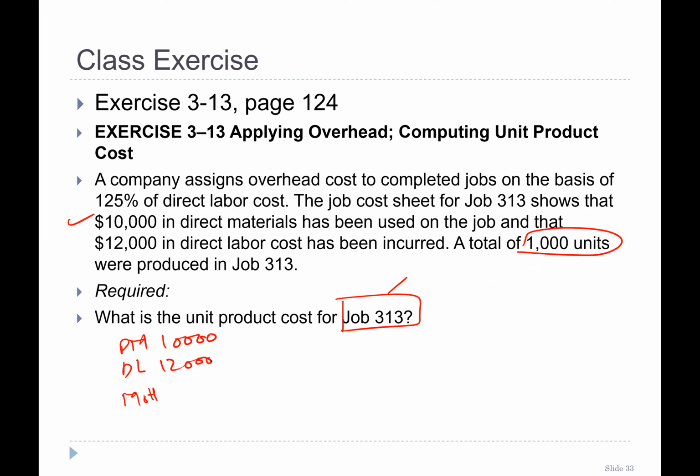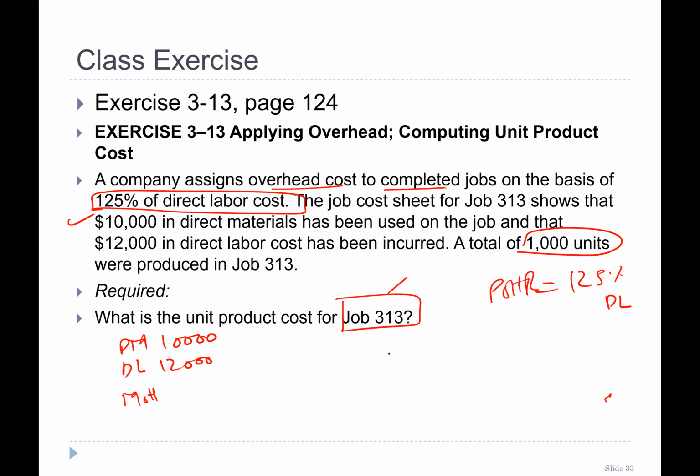So for manufacturing overhead, they said that our overhead is assigned to the completed jobs on the basis of 125% of the direct labor cost. It means they have given the POHR already: 125% of the direct labor cost, not the labor hours. In previous questions, we found it on the basis of direct labor hours, right? So this one is on the basis of direct labor costs.